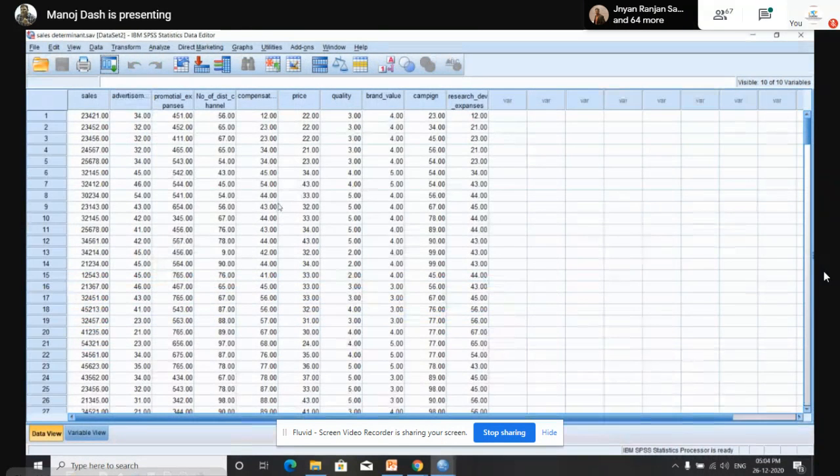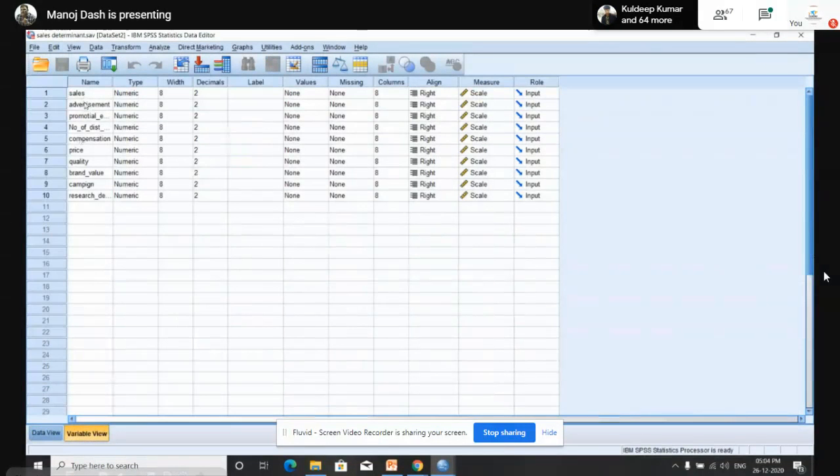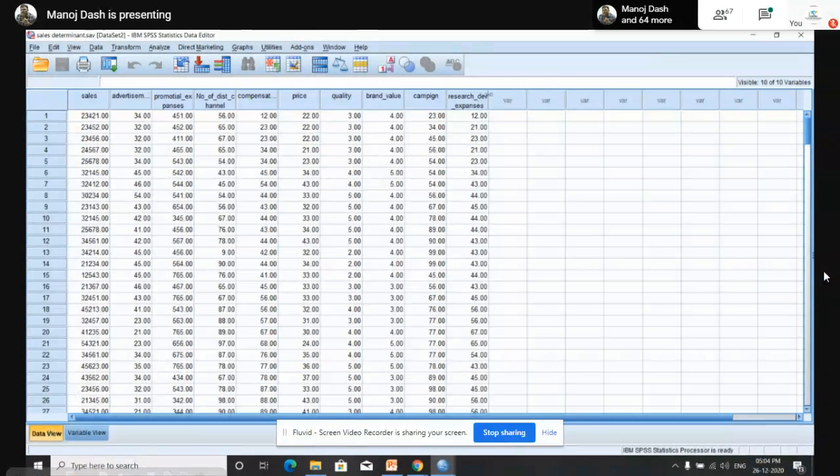Okay, what are the variables I have taken? Sales, management, proposed expenses, number of distribution channels, compensation, price, quality, ad value, calculated cost, research and R&D cost. Is it clear? Yeah.